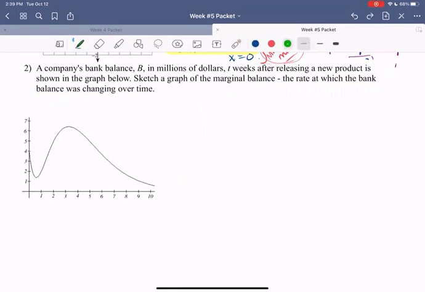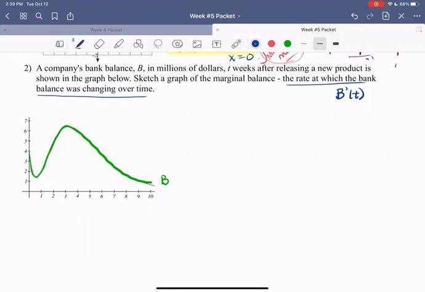So what we want to do is sketch a graph of the marginal balance, where we are told the marginal balance is the rate at which the bank balance is changing over time. So just to summarize here, if B is the graph given, so here's B, we want to draw the function that is the marginal balance, the rate at which the bank balance changes over time. That would be the derivative B prime of t.